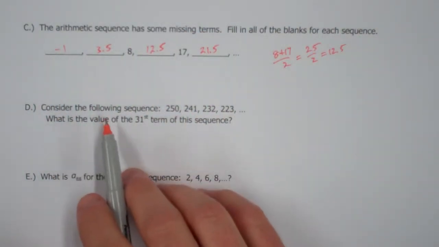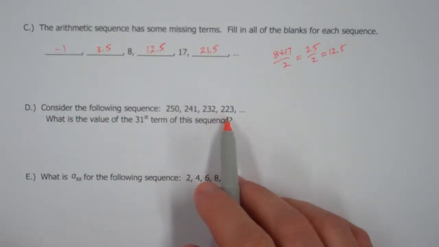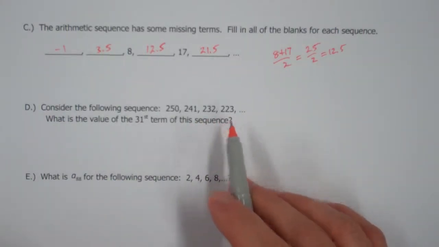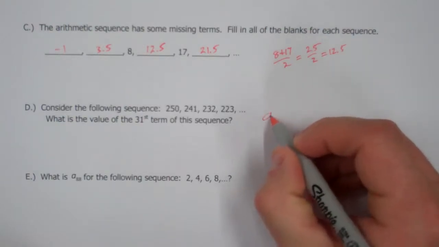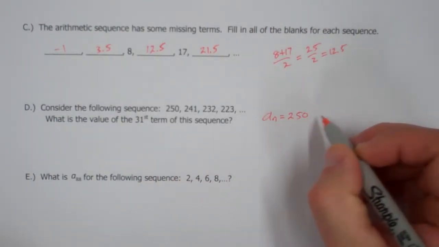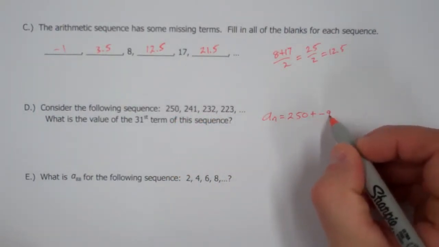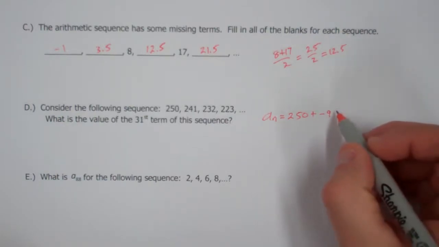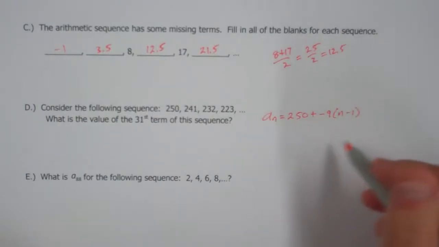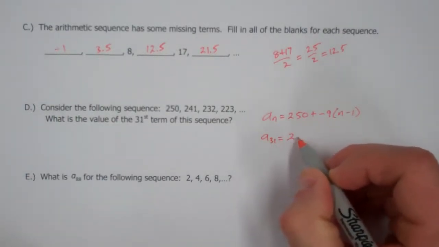Part D will consider the following sequence: 250, 241, 232, and 223, and so on. What is the value of the 31st term of the sequence? I think we'll try to write a rule here for this one, and then use the rule to find the 31st term. So the first term is 250. D looks like it's negative 9, so we could write plus negative 9 or minus 9, it's fine, times n minus 1. I'm going to leave it like this, and all I'm going to do here is just substitute 31 in to find this value.